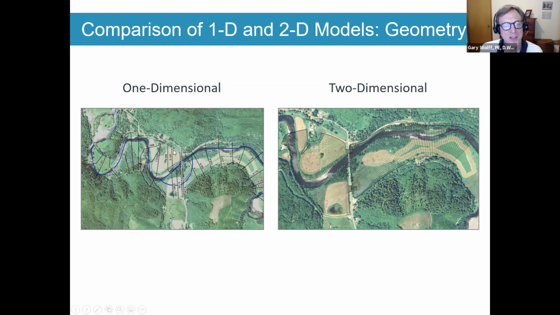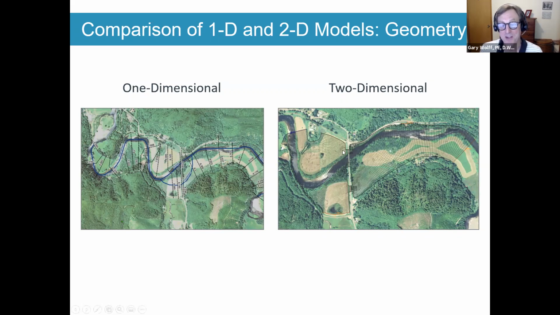The modeler is trying to guess what direction the flow is going, because in a one-dimensional model, you're basically telling the model what direction the flow is by how you lay these cross sections out, because you're going to get a single water surface at every cross section, and the flow needs basically to be perpendicular to that cross section. So you're kind of telling the model where the water's going.